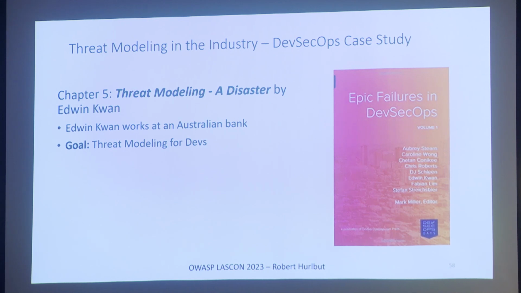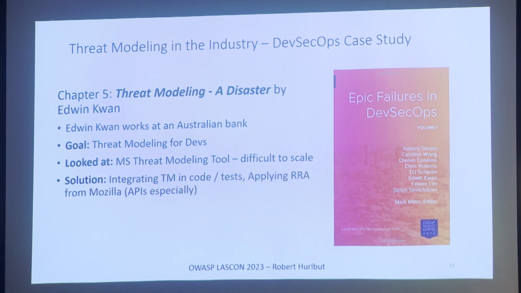It's an interesting story, and I actually got to speak with Edwin. He worked at a bank, and in particular, they used the Threat Modeling Tool. The Threat Modeling Tool is not a bad tool, but it is difficult to scale, as he mentioned. And one of their solutions was to start looking at threat modeling in code and tests, and building out some of their expectations in the code and tests, and applying RRA.